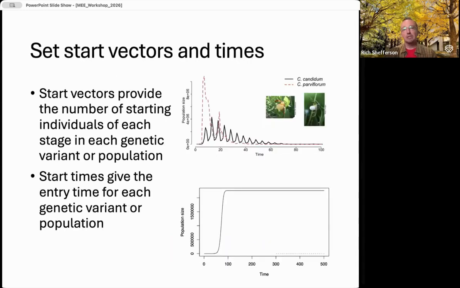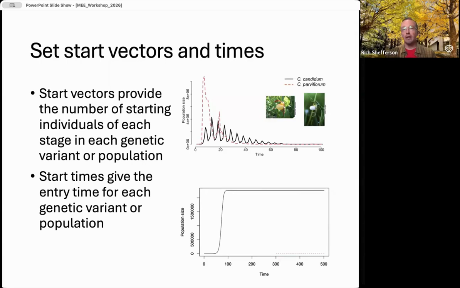The next step would be to set the start vectors and times. A start vector would be what numbers of individuals each population or each genetic variant should start with. By default, there will be one individual per stage of each case. And you probably don't want that. If you're running adaptive dynamics, you typically want to start with a single individual. So you'd have to choose what kind of individual that's going to be, which stage. So you could set that.